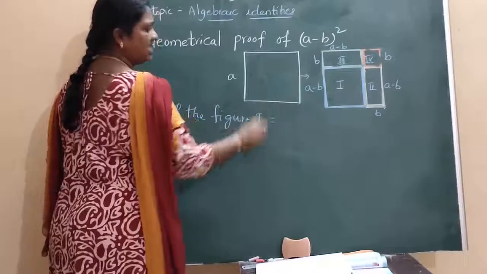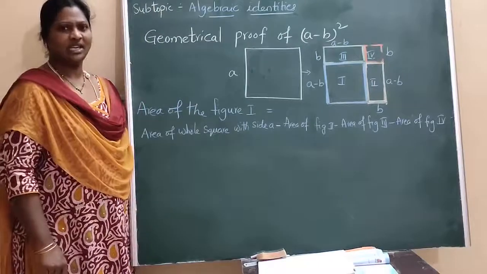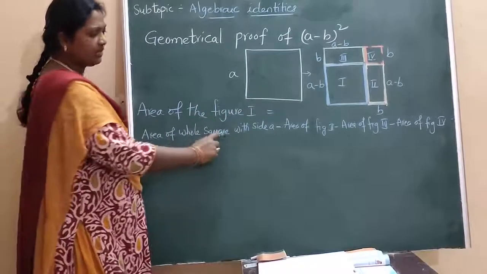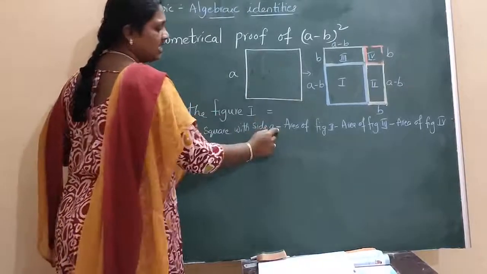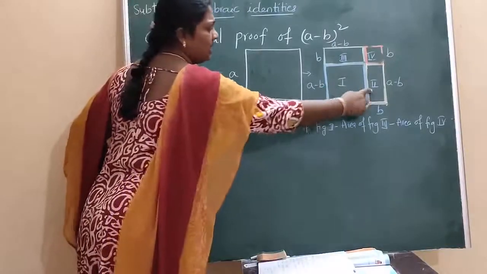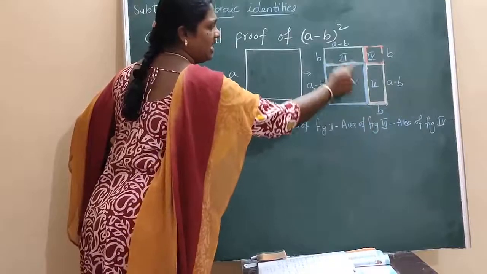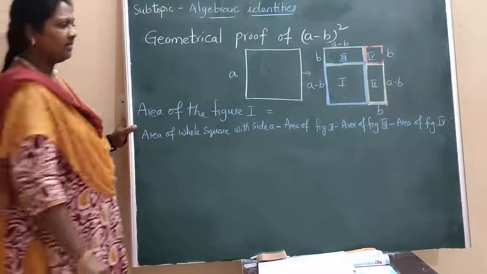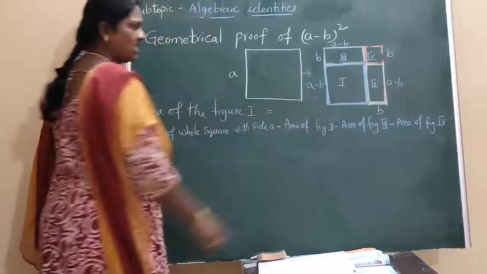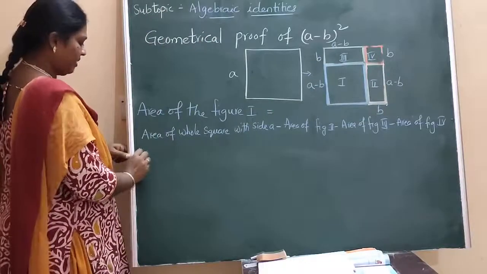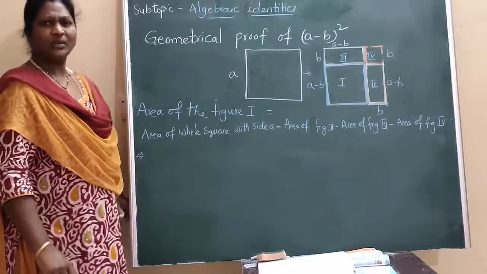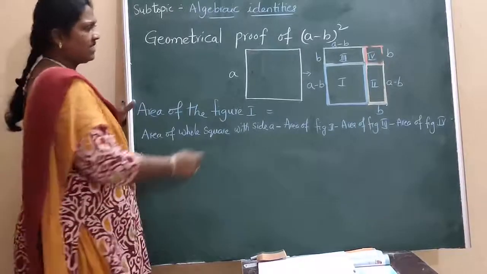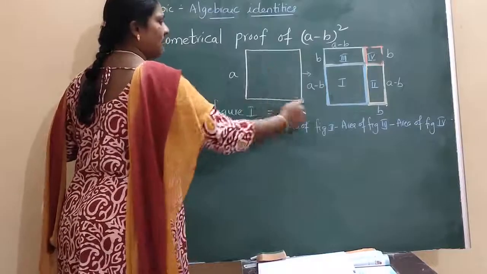The area of the figure 1 is equal to the area of the whole square with side a, minus the area of figure 2, minus the area of figure 3, minus the area of figure 4. Thus we obtain the area of the first figure. Okay children? See, what is the area of a square? That is side into side, that is side square. Here the whole square has side a.